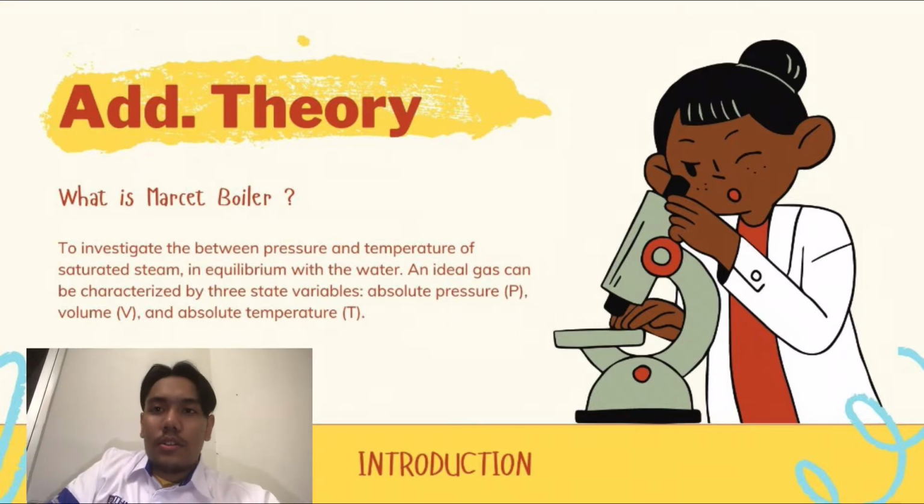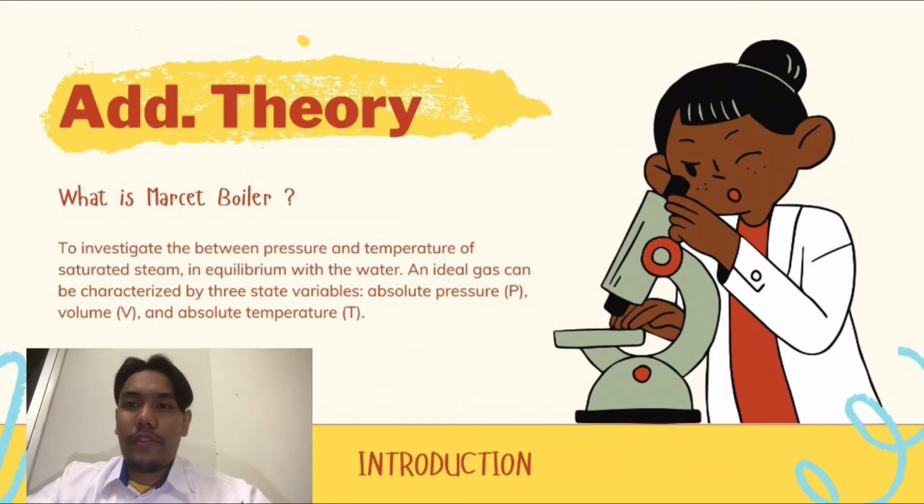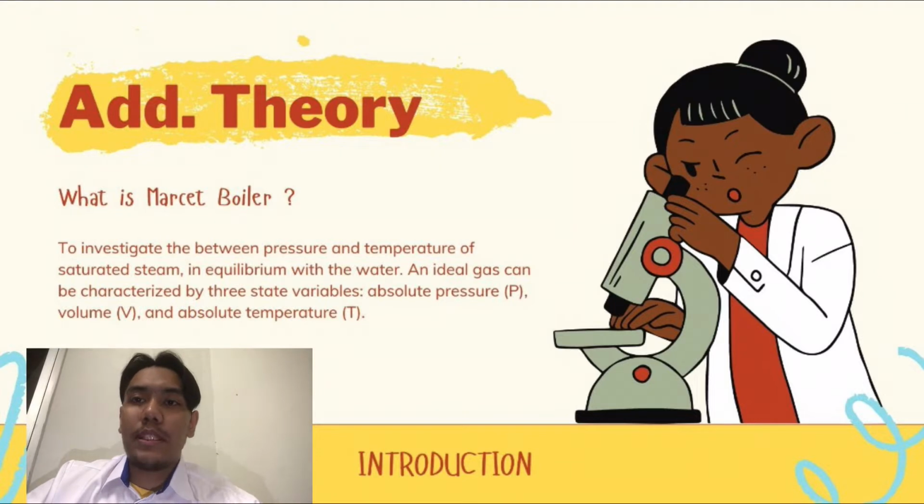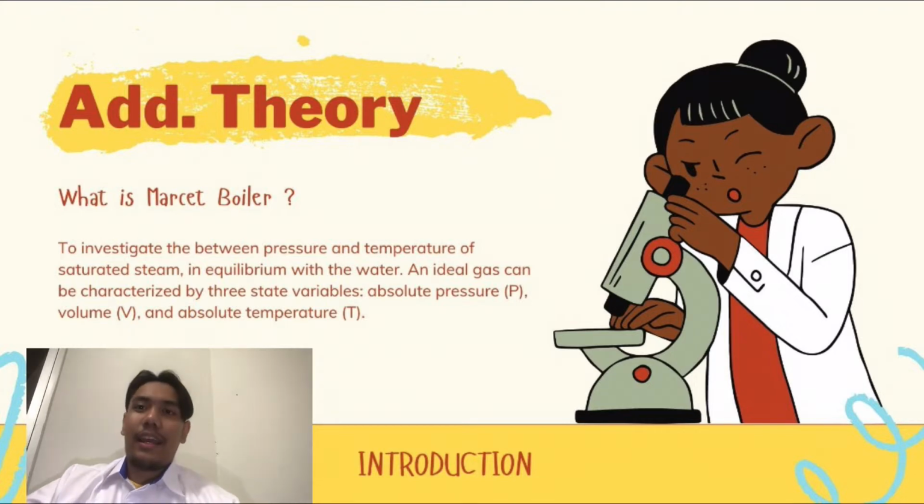So for the additional theory of the experiment, the Marcet boiler is used to investigate the relationship between pressure and the temperature of the saturated steam in equilibrium with water at all pressures between atmospheric and 14 bars. An ideal gas can be characterized by three state variables, which are absolute pressure, volume, and absolute temperature.